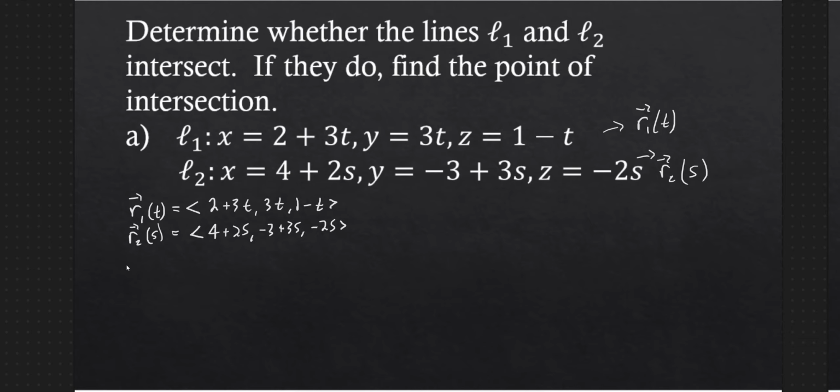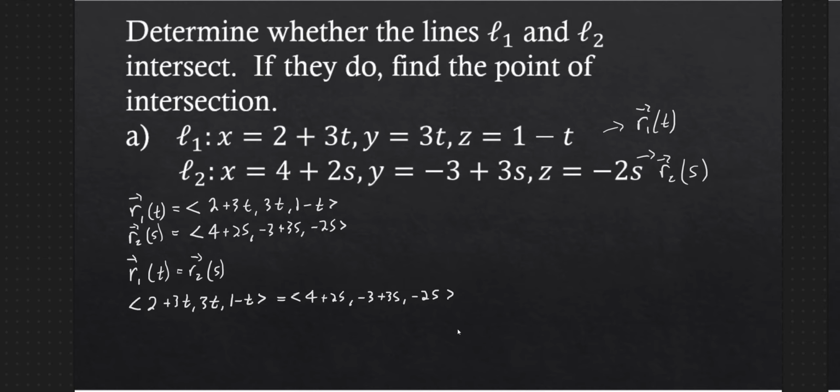And I want to know, are there any values of t and s for which R1 of t is equal to R2 of s? That's the question. So I'm going to set these two equal to each other. So I have 2 plus 3t, 3t, 1 minus t, equal to 4 plus 2s, minus 3 plus 3s, minus 2s.